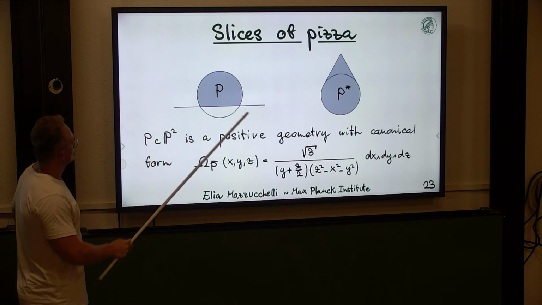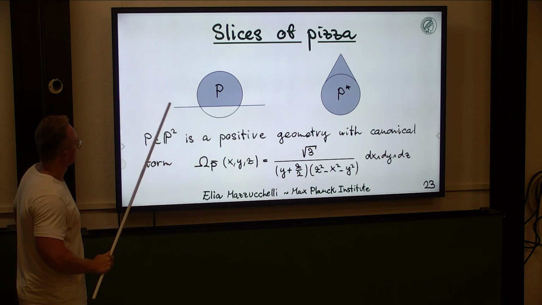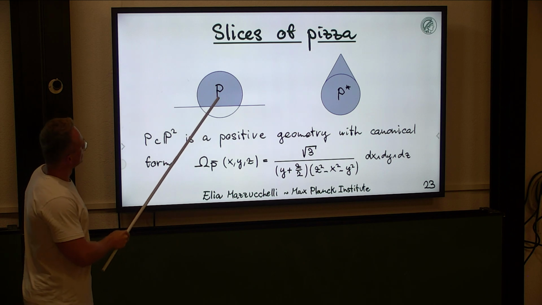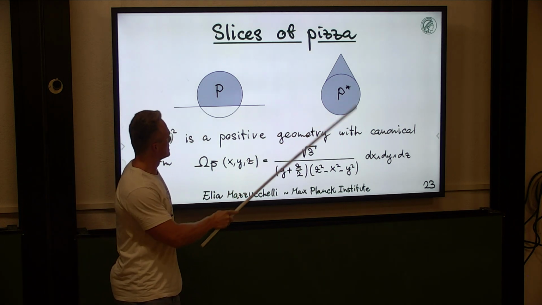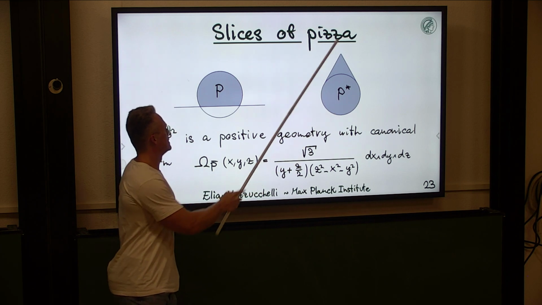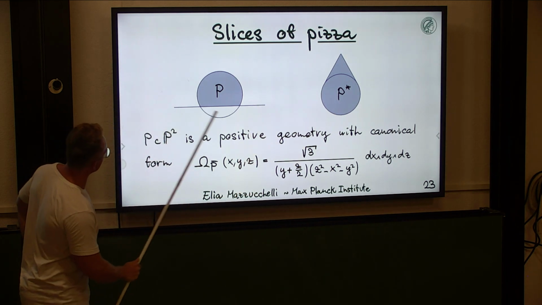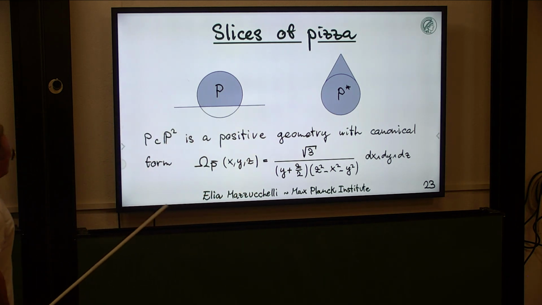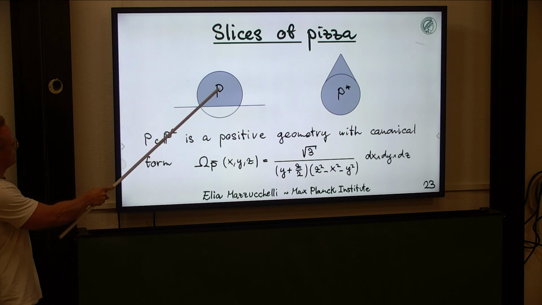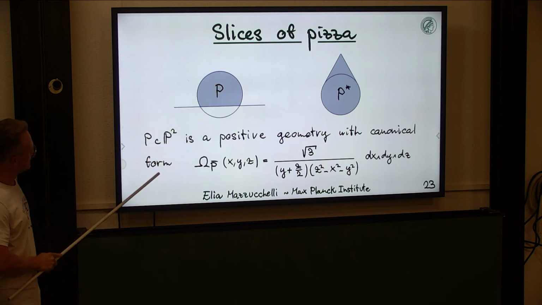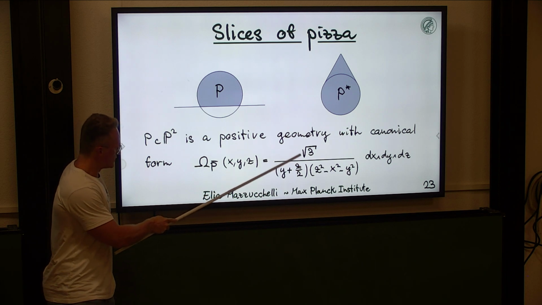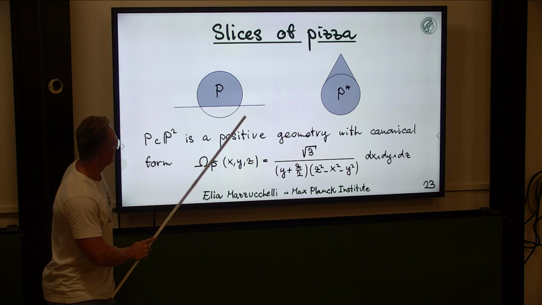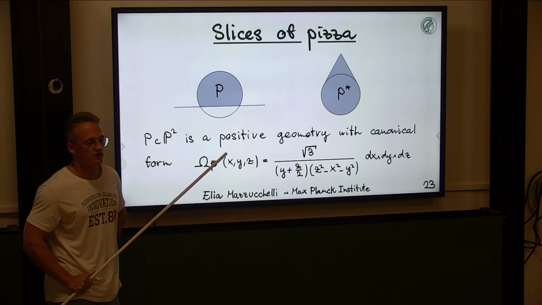But it's really a semi-algebraic set bounded by a conic and a line. The convex dual of this set is this one, which is the convex hull of the conic and the 0 point, which is dual to this line. So this pizza slice is a positive geometry, and its canonical form is given, up to some constant, by 1 over the equation of the line times the equation of the conic. It has no numerator.